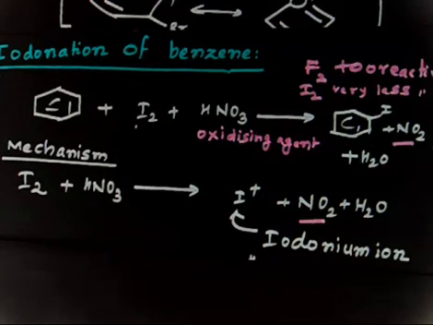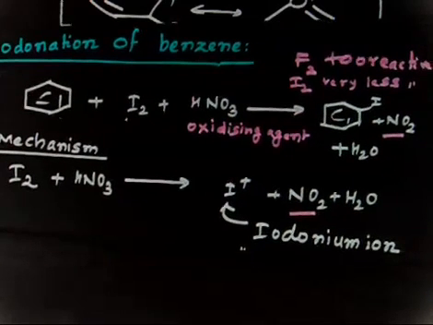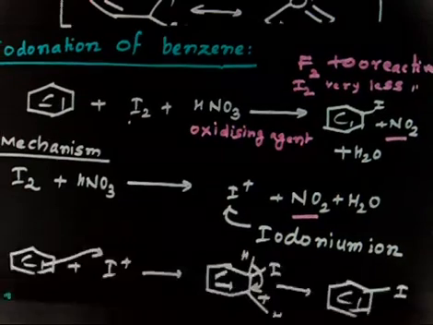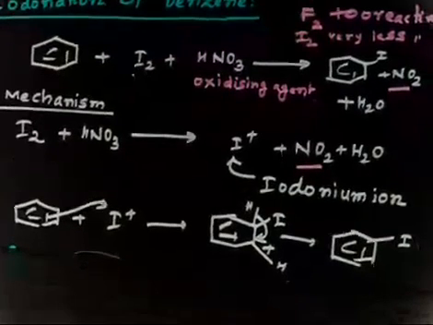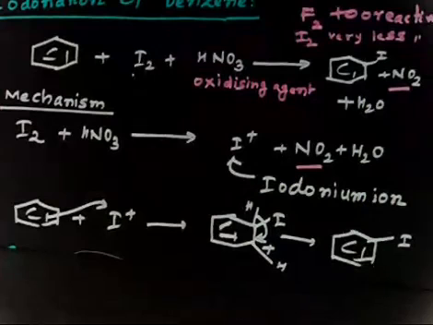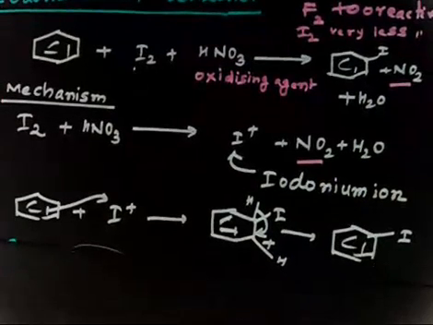Now this iodonium ion can further react, now things are easy. Iodonium ion can react with the benzene ring, that is electrophilic aromatic substitution. Loss of H plus finally gives the product. Are you getting? So you see here, you are already familiar with this step. Did you agree or not? So you are familiar with this step.